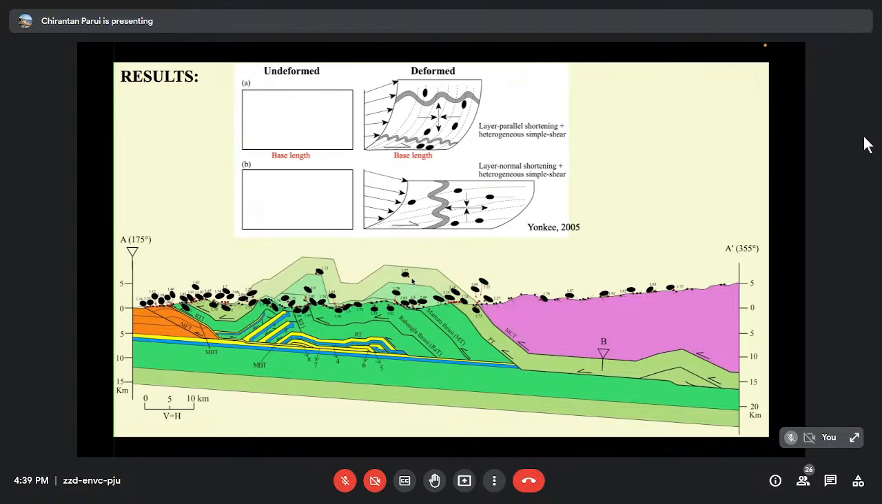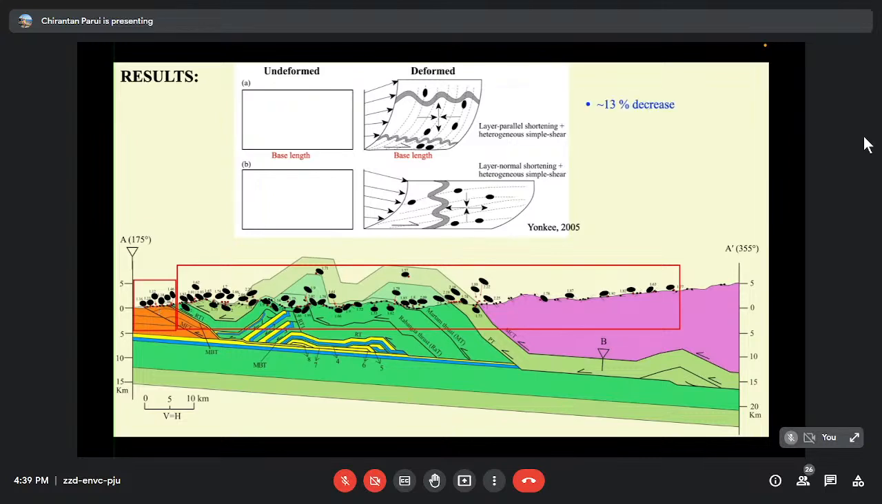In the Sikkim Himalaya, the internal thrust sheets are recording layer normal shortening strain in the finite deformed state, where the XY plane of the strain ellipsoids and the long axis of the strain ellipse are parallel to the thrust plane, indicating that they are recording layer normal shortening strain. Whereas in the external part, the thrust sheets are recording layer parallel shortening. Now, if we add all this shortening that we have estimated to the large scale shortening, it will decrease the total minimum shortening by 13%.